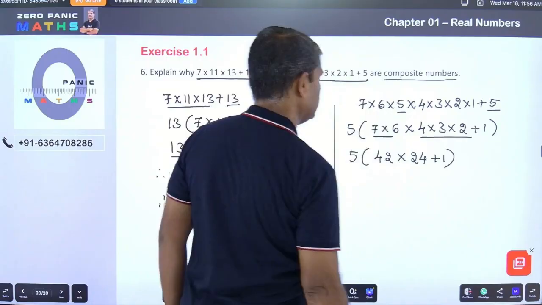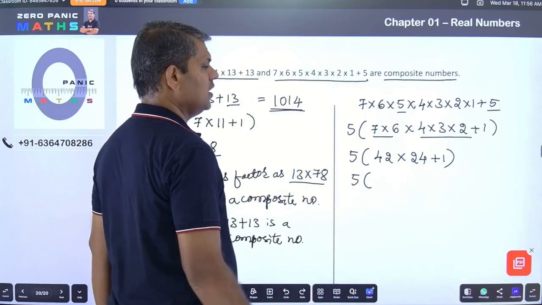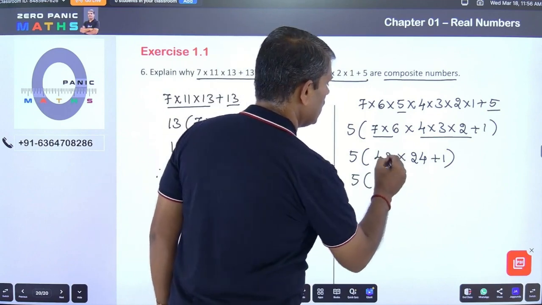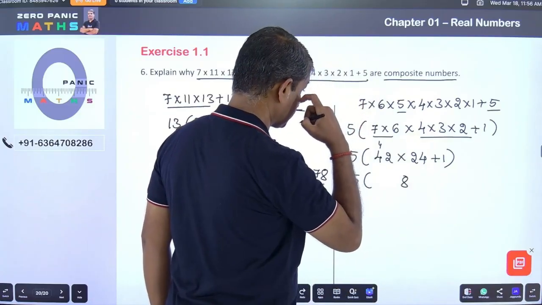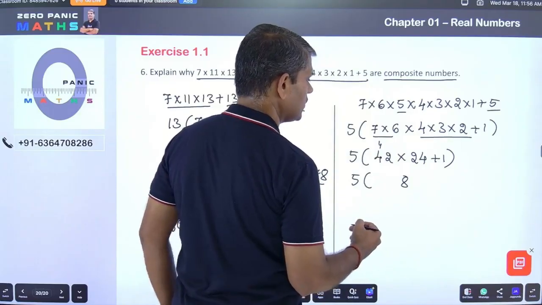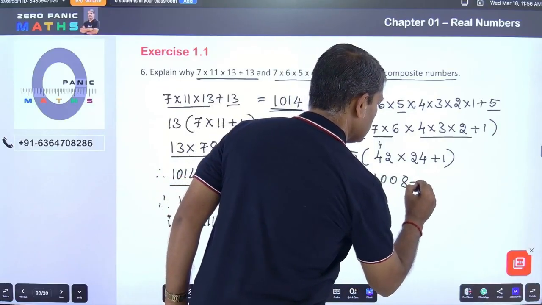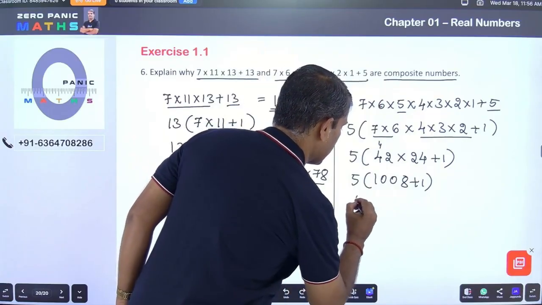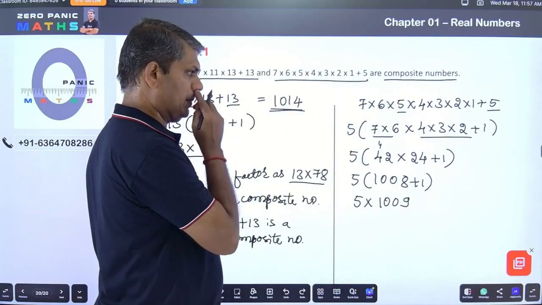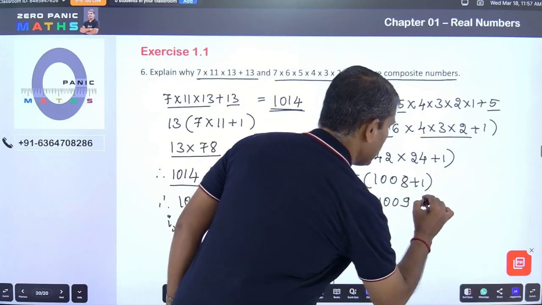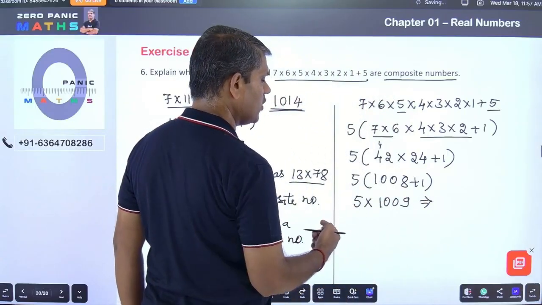plus 1. Okay, 5 multiplied by, what is this, 24 multiplied by 24. 2s are 48, and then 24 4s are 96 plus 4 1000, 8 plus 1. Okay, so it is actually 5 into 1009. Okay, now what is the value? Exact value, it is 5000 plus 9 5s are 45, 5045.